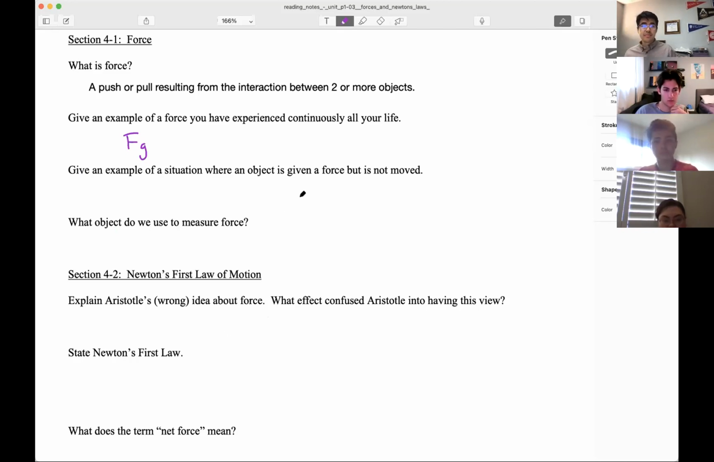Could it be like you're pushing a wall? Pushing a wall. So then what would we say? The F applied here would always be less than or equal to the normal force, right?